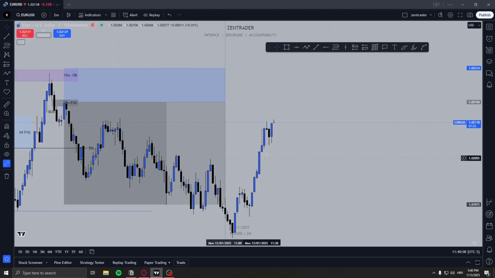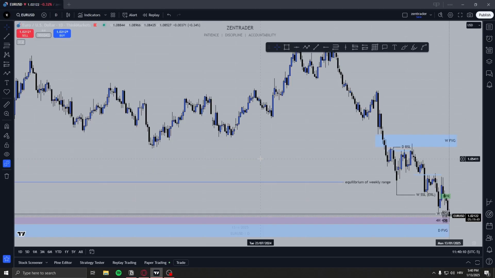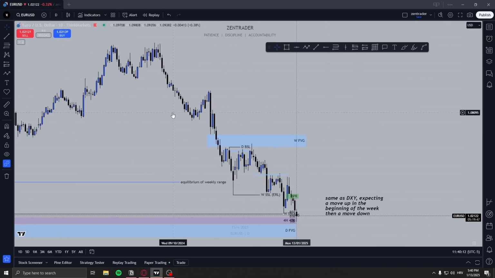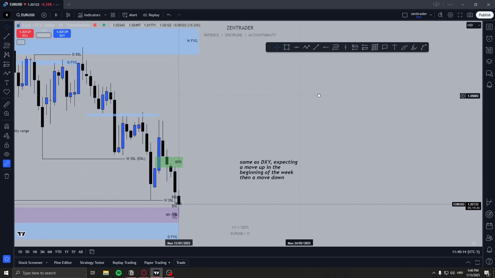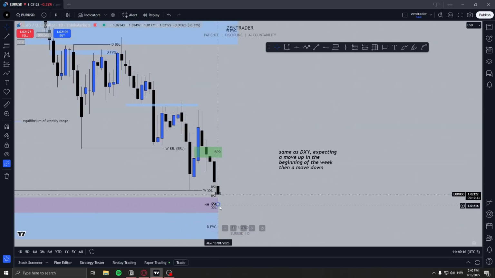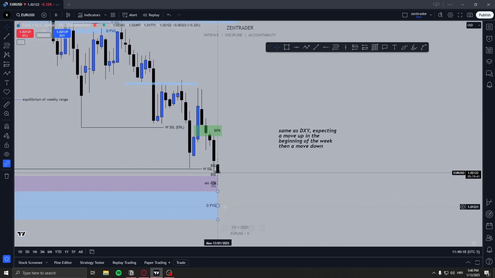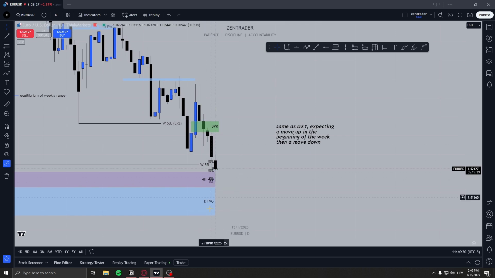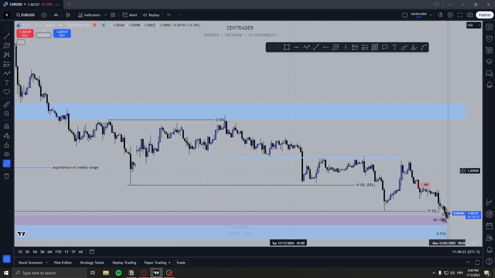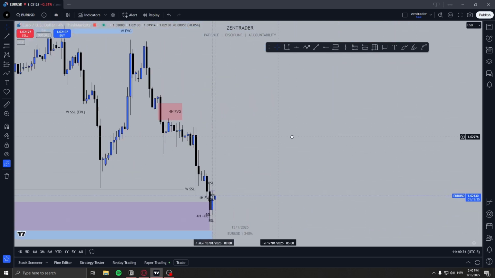So let's start from the daily. We have been going bearish, as we see right here. Now we reached into a 4-hour order block and we have this daily fair value gap below. Now I was open to both longs and shorts. That's the bias, so basically neutral bias.